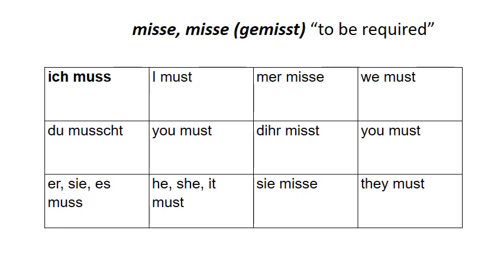To be required is how I've translated here, but we often just translate that as must or as have to, like I have to do something. In English, we say that. All these things will be translated as using the verb missa, missa in Dutch. Let's look at the forms quickly.